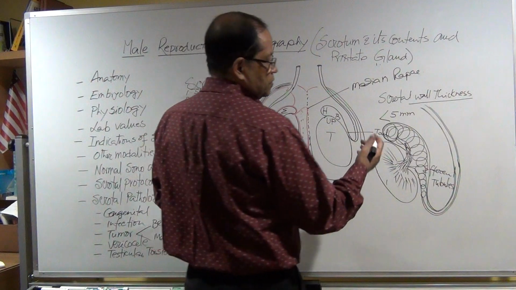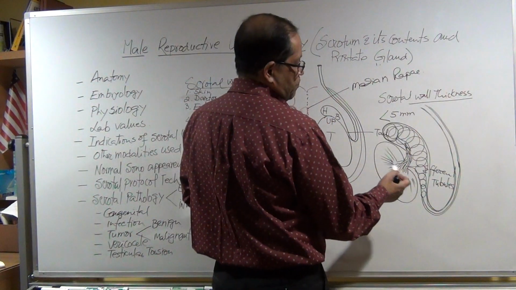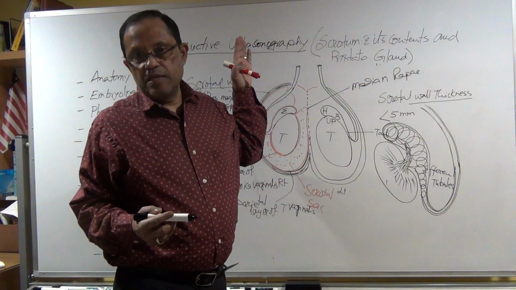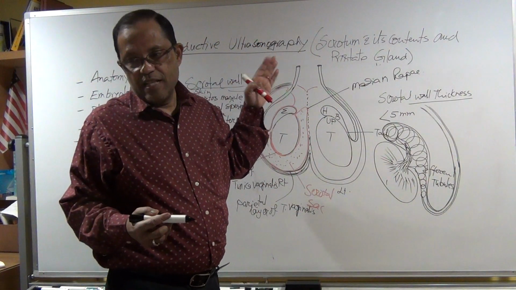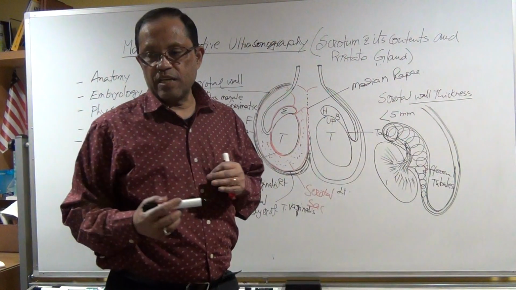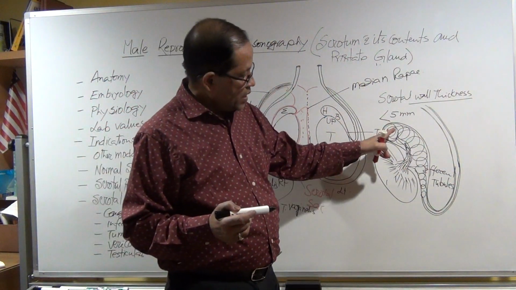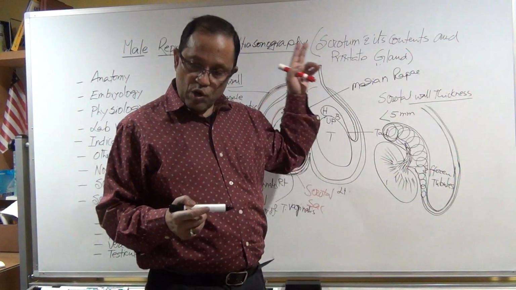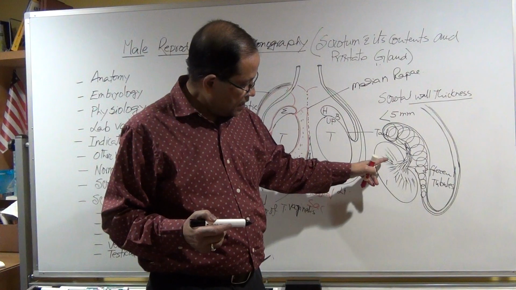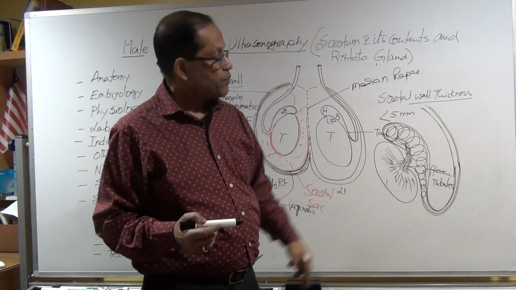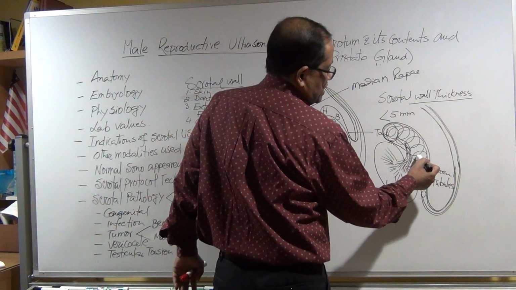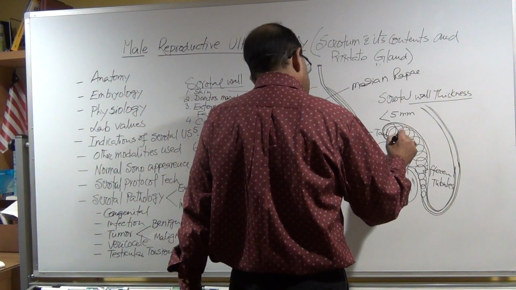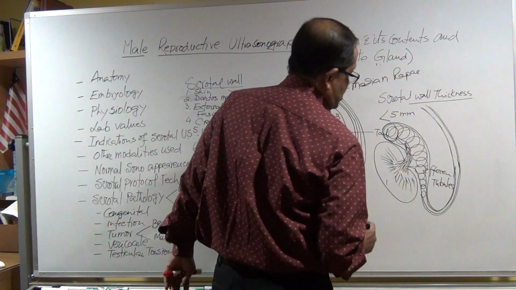Okay, so now question, where is the epididymis connected with the testis? Posterolateral. How many parts are there for the epididymis? 3. Head, body and tail. Which part is above the upper pole of the testis? Head. And the body is in the middle part and the tail is the narrower part. Okay, and it looks comma shaped.